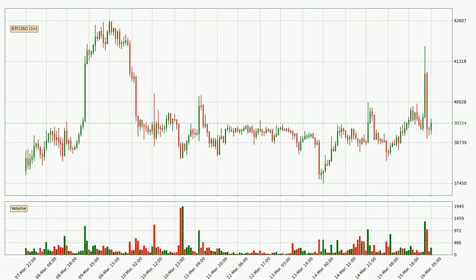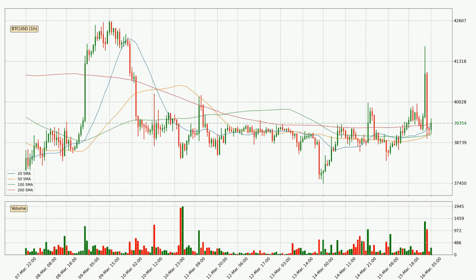Looking at the hourly time frame for Bitcoin, the price went up by around 5.4%, but then came quickly down again in the last 24 hours, with a current price of $39,354.